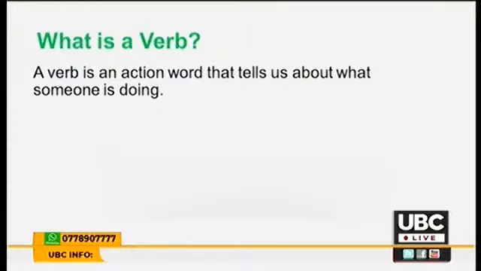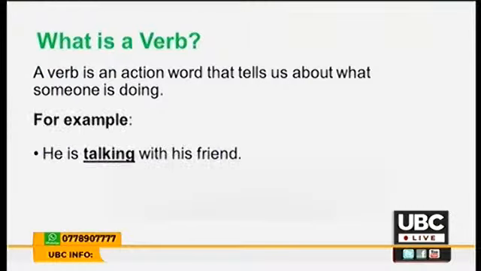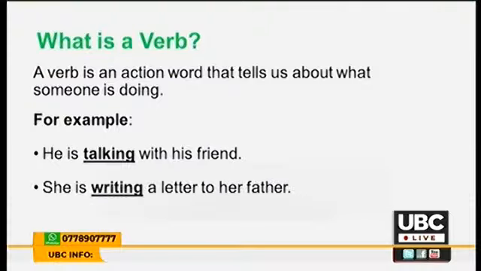Action word that tells us about what someone is doing. For example, he is talking with his friend. What is underlined is a verb. She is writing a letter to her father. Writing is a verb. It is an action word.